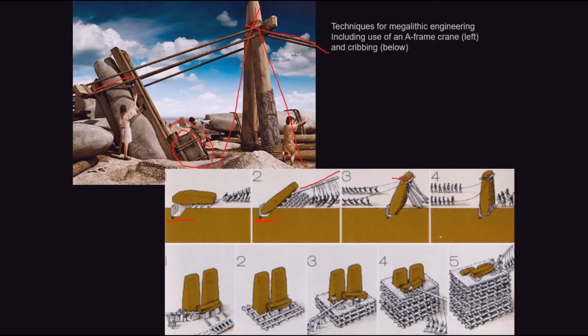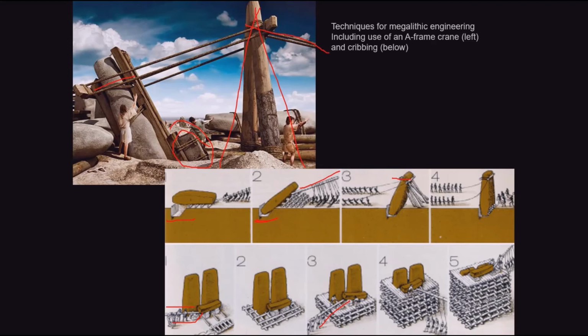The other thing that was probably very important was cribbing. Cribbing is a very simple technique. You can see it diagrammed here, that you get guys with a lever on one side and they basically lever up one side of the stone, maybe a few inches at a time. Here you see them using a lever, and the stone lifts up, and then you shove a log or a stone underneath it on that side.